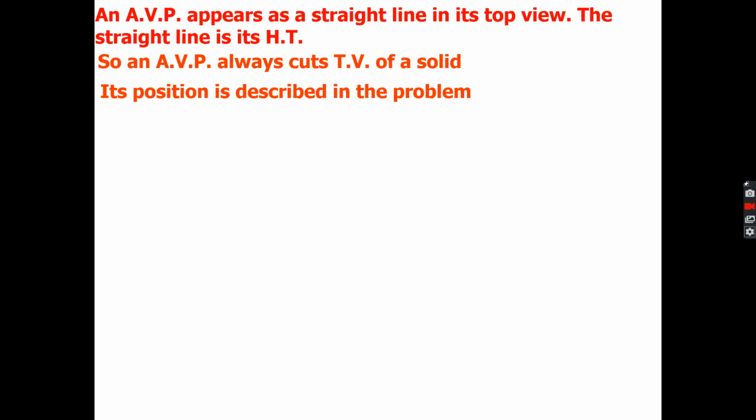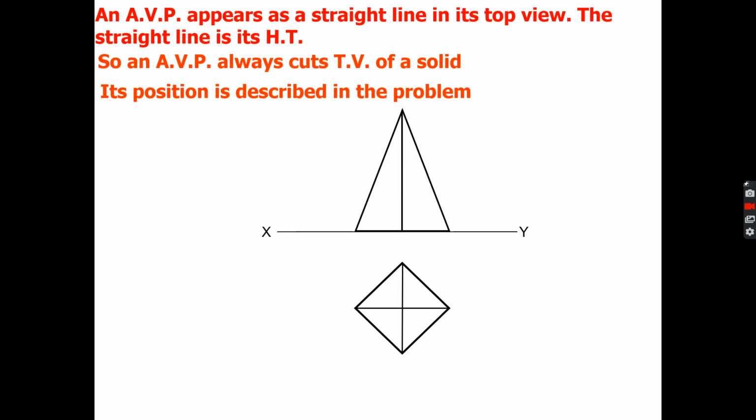Here I will show you how it will work. Suppose there is some square pyramid given, so this is your front view and top view. Suppose now I want to cut the square pyramid by use of an AVP. So AVP is a straight line in its top view. So this line will be here, in your top view. Suppose I want to cut the solid like this.